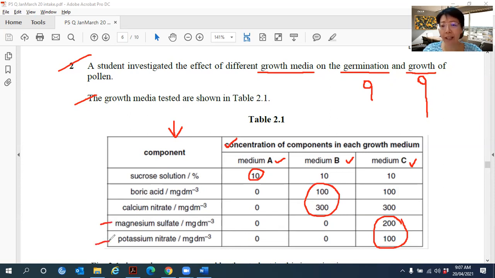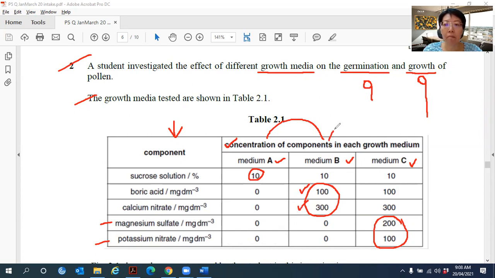So this setup is very important to let us know that every time you design an experiment, between medium A, B, and C, these are the independent variable. So any differences in the result that you can see will be due to the difference in the independent variable. That means whatever happens in medium B, which is different from A, is because of these 2 additional things that are there. So you can compare between A and B. The result in B that's different from A is because of boric acid and calcium nitrate.